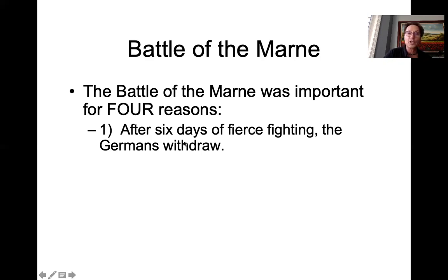So because the Germans withdrew from the battle, and I would draw a line off to the side, that means they did not achieve their goal. So therefore, you would call this a loss. And for the French, you would call it a victory, but not a complete victory, as we're going to find out. So a couple of things.